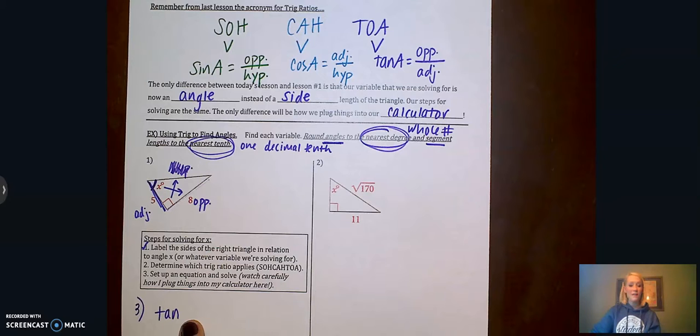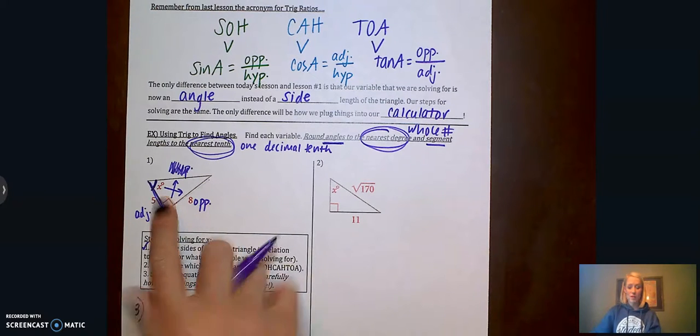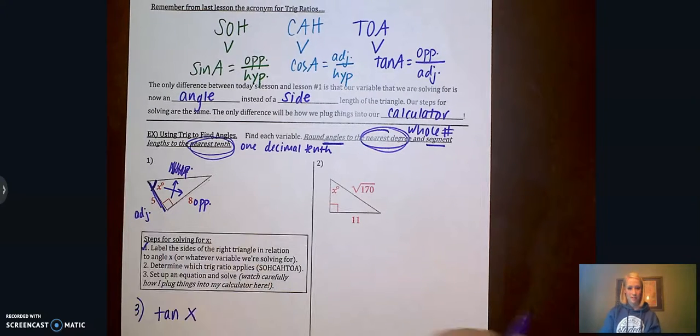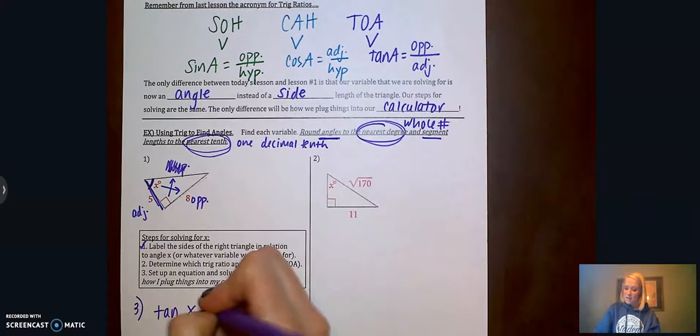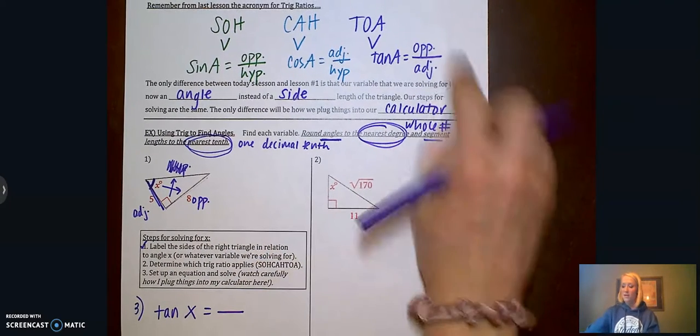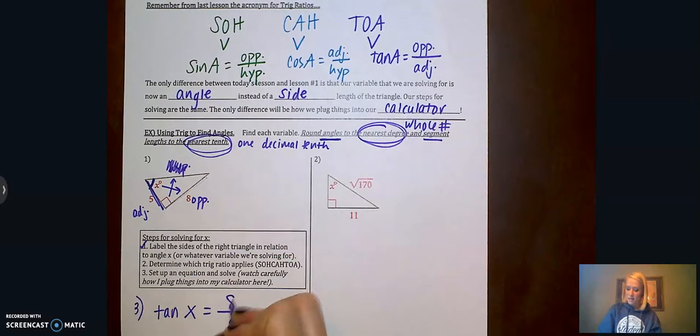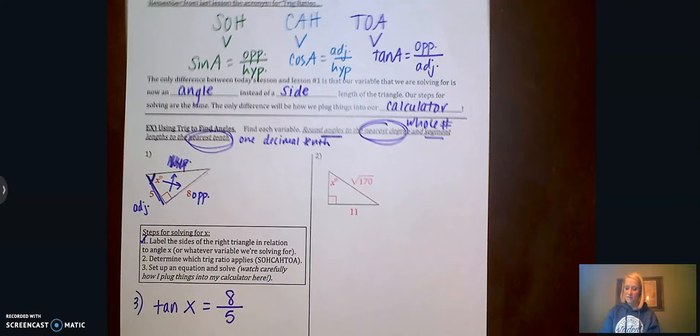The tangent of the angle. We always had a number there yesterday, but now we don't know the angle. So I'm going to say tangent of x, the label on the angle, that should equal the opposite over the adjacent piece. So opposite is 8, adjacent is 5.